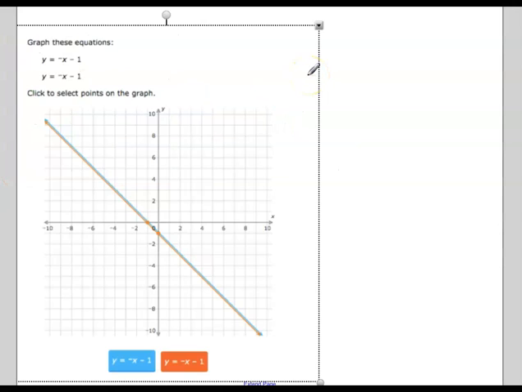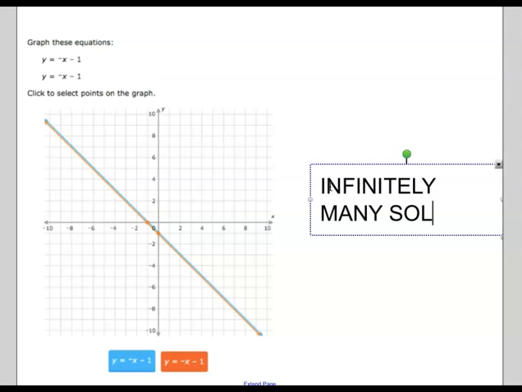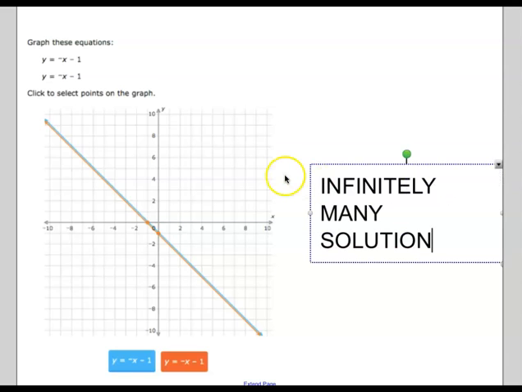So on today's form, you're going to be analyzing graphs. You will notice these two lines, when graphed, they are the exact same. So in this case, this system of equations has infinitely many solutions. There are many points on this line, and any point on the line would work.